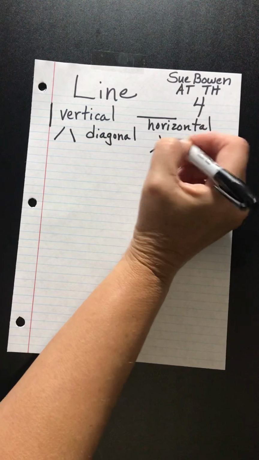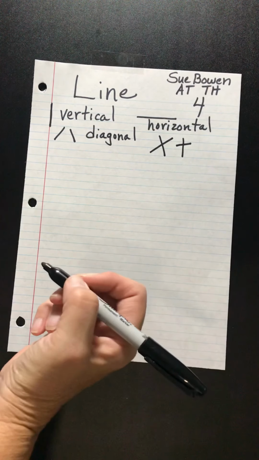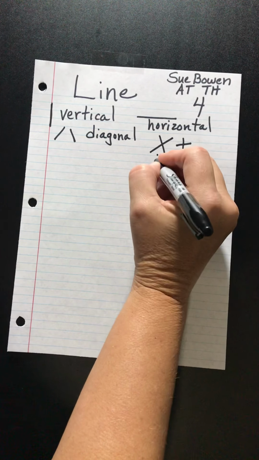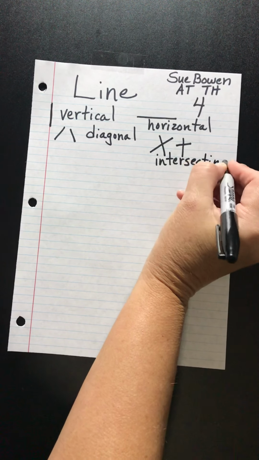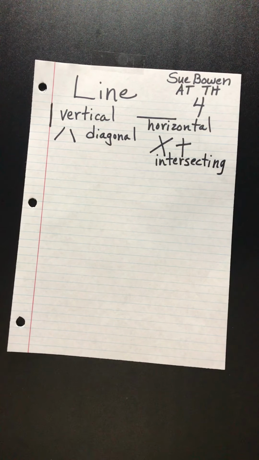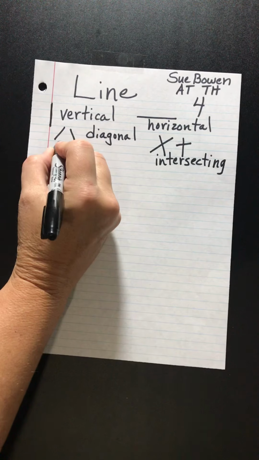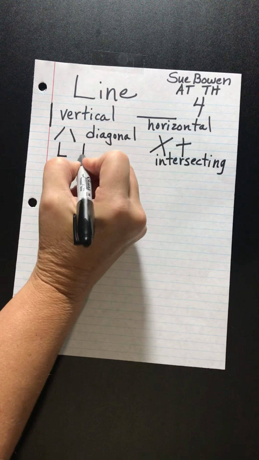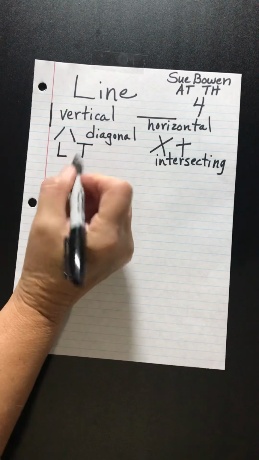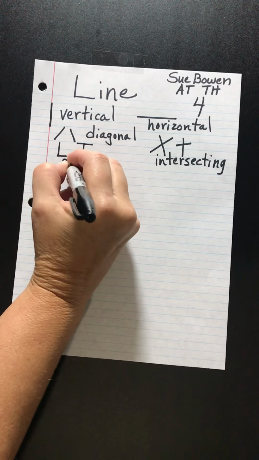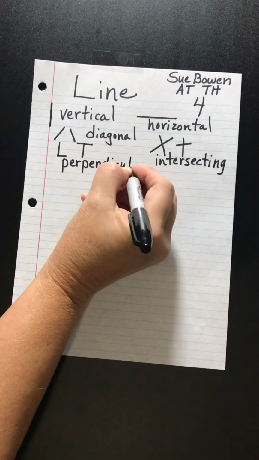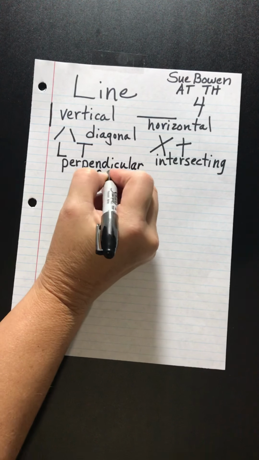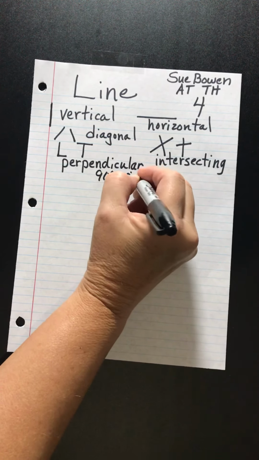We've also got these lines that cross over each other. Do you remember what those are called? Intersecting. Intersecting lines. Do you remember what the lines are that form square edges like that? Here we'd have two of them right there and right there. Those are called perpendicular. They're also known as 90 degree angles, and they're also called right angles.